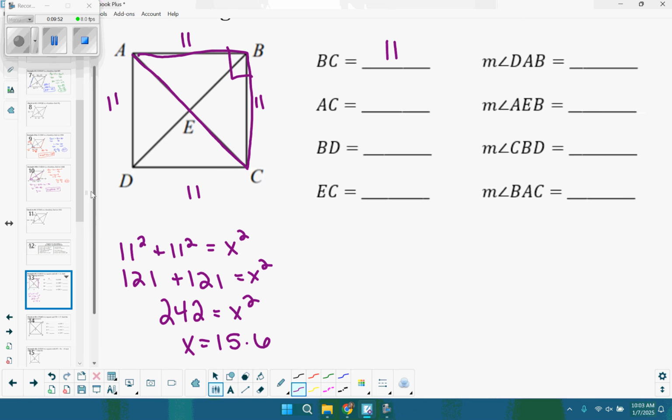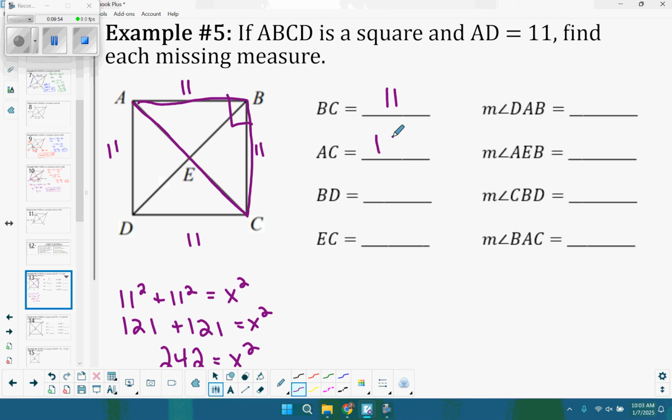So the entire diagonal of AC is 15.6, which means the entire diagonal of BD is also 15.6 because the diagonals are congruent. And if the whole thing was 15.6 and the two pieces of the diagonal are the same, if I divide 15.6 by 2, EC is 7.8. So that's for our segments.